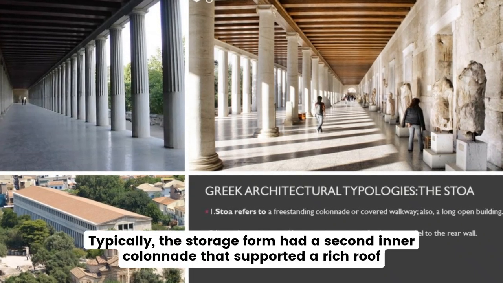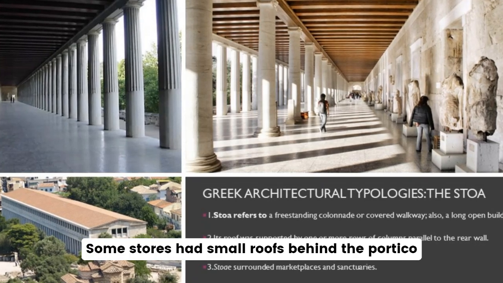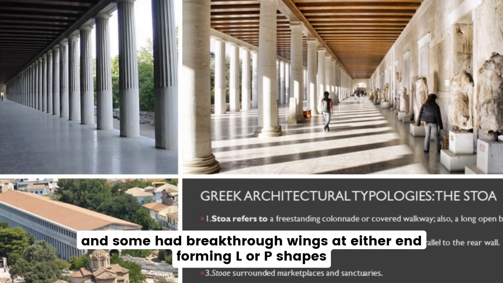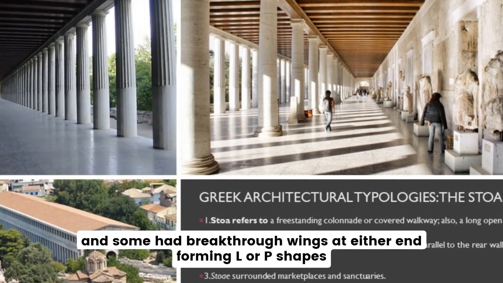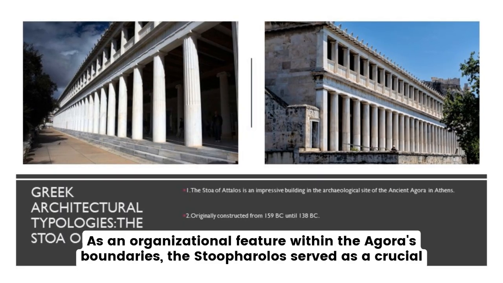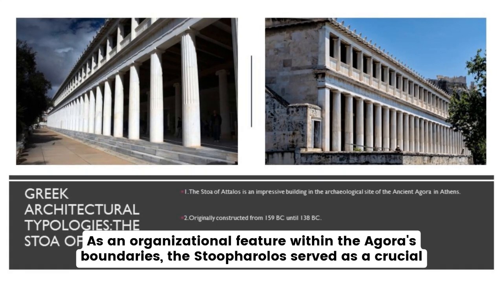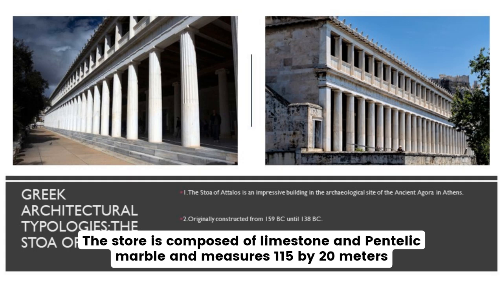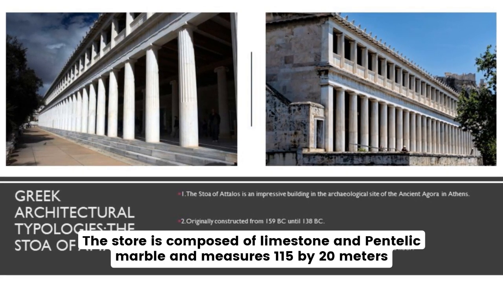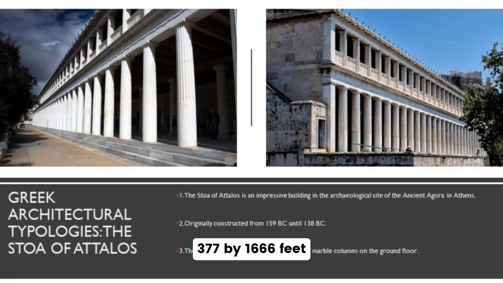Typically, the stoa form had a second inner colonnade that supported a ridge roof. Some stoas had small roofs behind the portico, some had two or more stories, and some had projecting wings at either end forming L or P shapes. As an organizational feature within the agora's boundaries, the Stoa of Attalos served as a crucial urban boundary. The Stoa is composed of limestone and Pentelic marble and measures 115 by 20 meters, 377 by 66 feet.